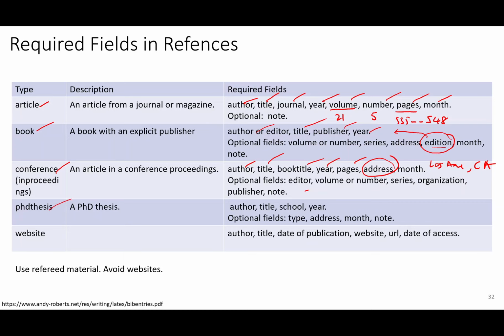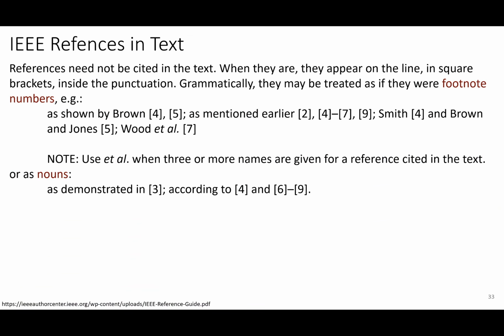PhD thesis, that can also be author, title, school, and year. Then website: author, title, date, publication, website URL, and date of access is also important. So use referred material, avoid websites as much as possible. But I know some people are extremely indebted to some website, a web article, a manual or some software, so they want to cite it. If you really want to cite it, then you can cite websites. But try to concentrate more on these when you use references.